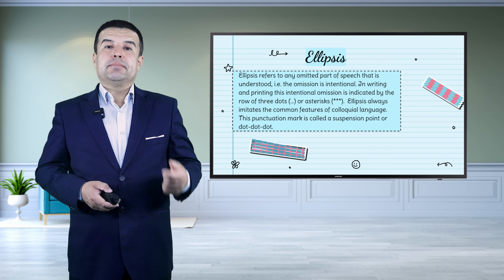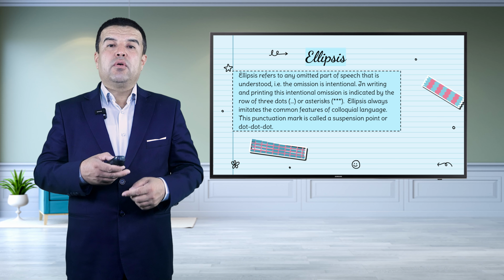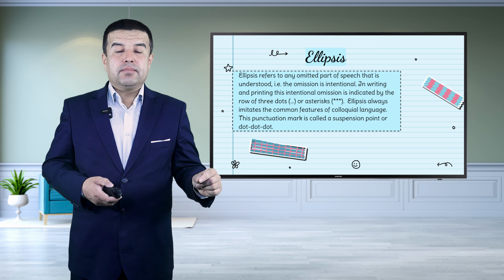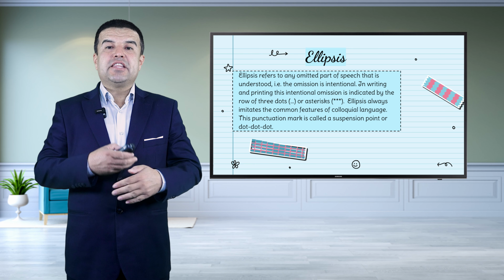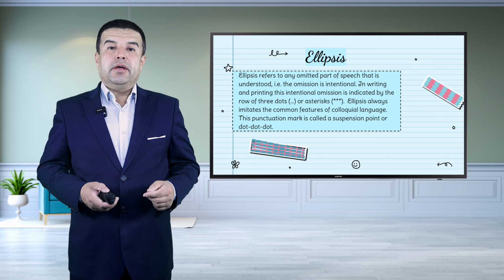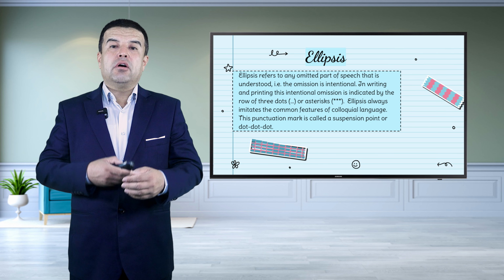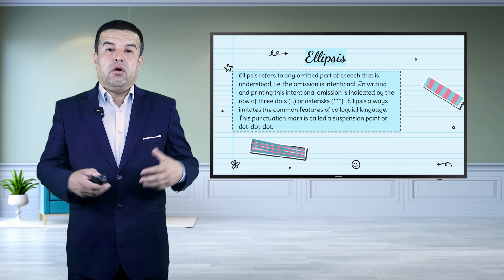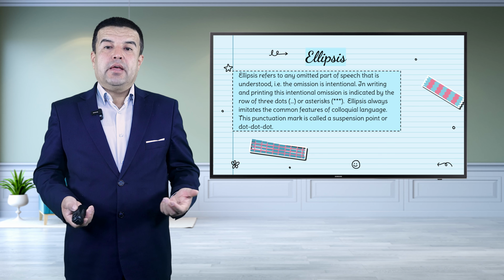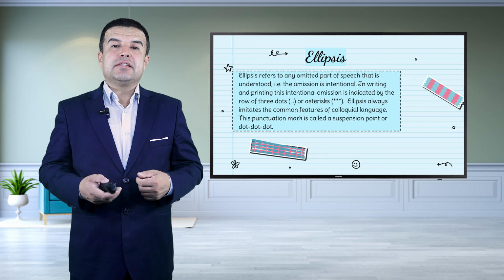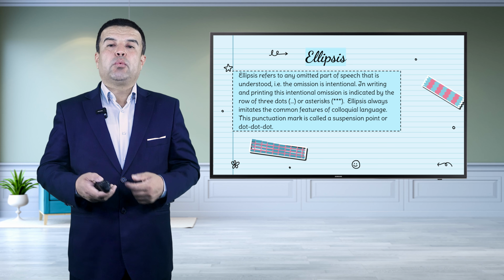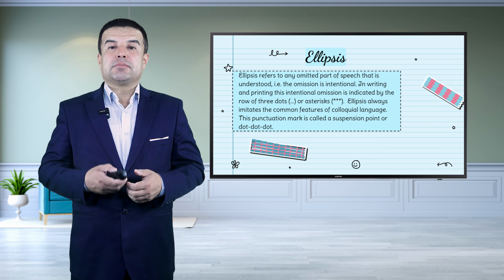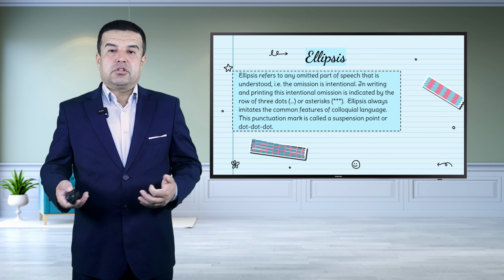Next one is ellipsis. Ellipsis refers to any omitted part of speech that is understood. The omission is intentional. In writing and printing, this intentional omission is indicated by a row of three dots or asterisks. Ellipsis always imitates the common feature of colloquial language. This punctuation mark is called suspension points.